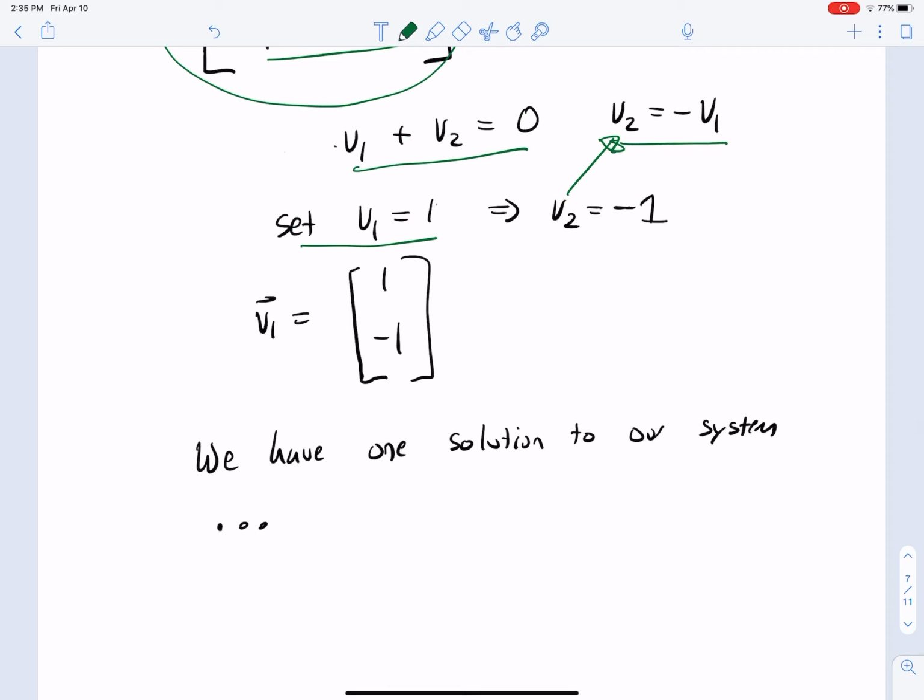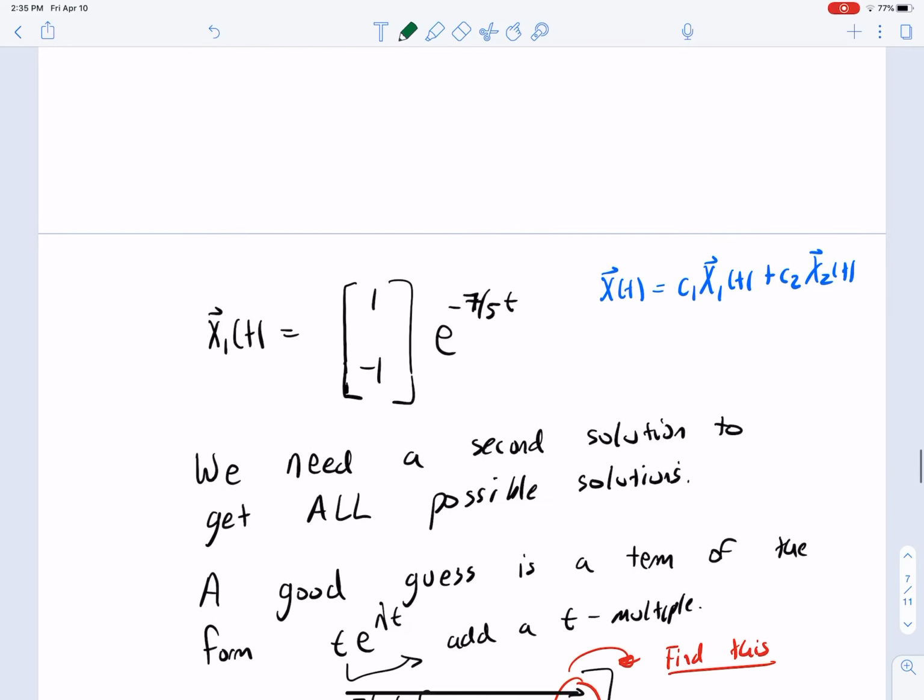And this just has to do with the fact that any vector in the direction of the eigenvector is also an eigenvector. So that's a regular way of finding the eigenvectors for a 2x2 system. And by the way, you can check that this really is an eigenvector by plugging it in. I should get negative 2.4 times this back for our system. All right, so that's our one solution to the system.